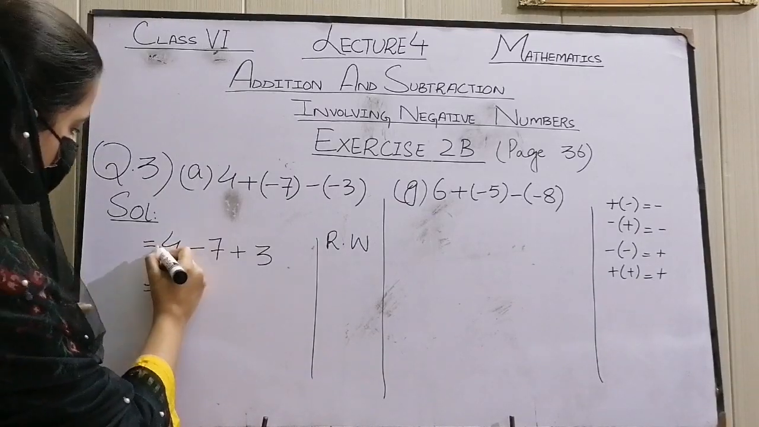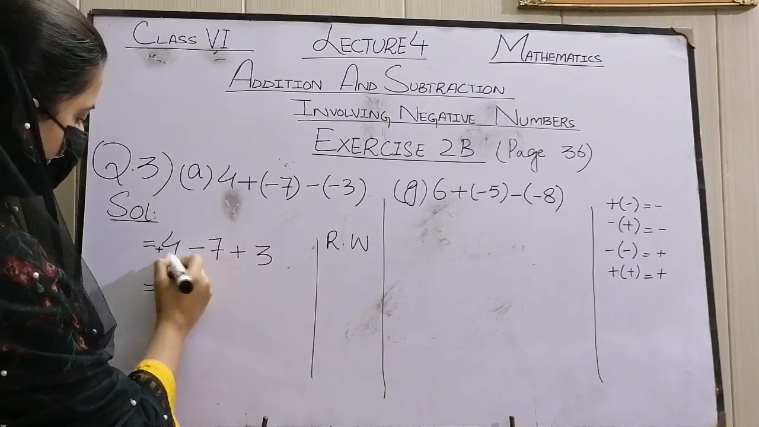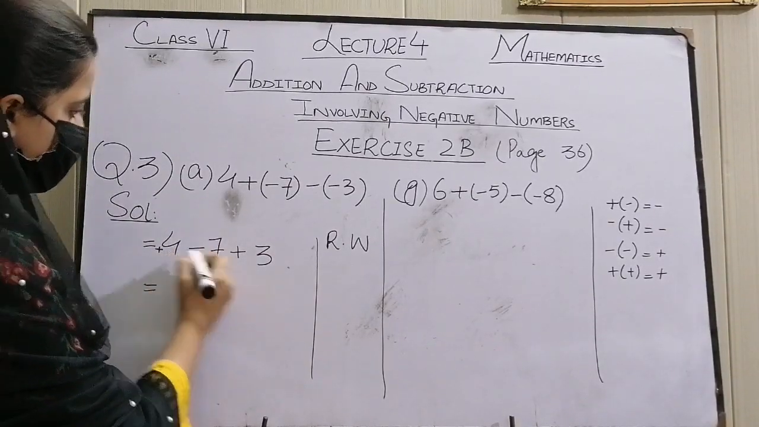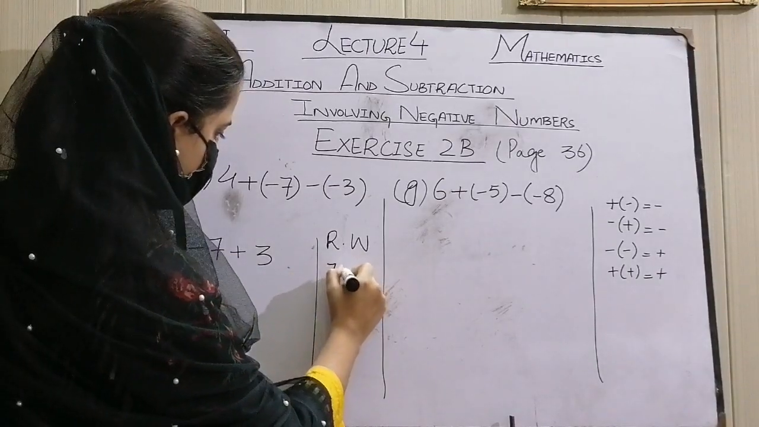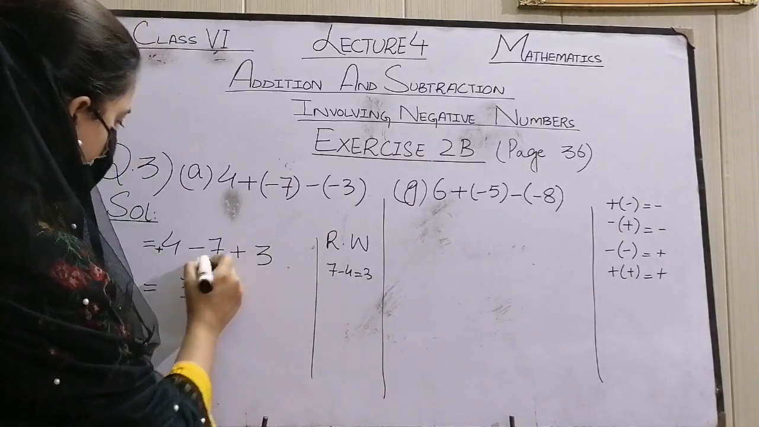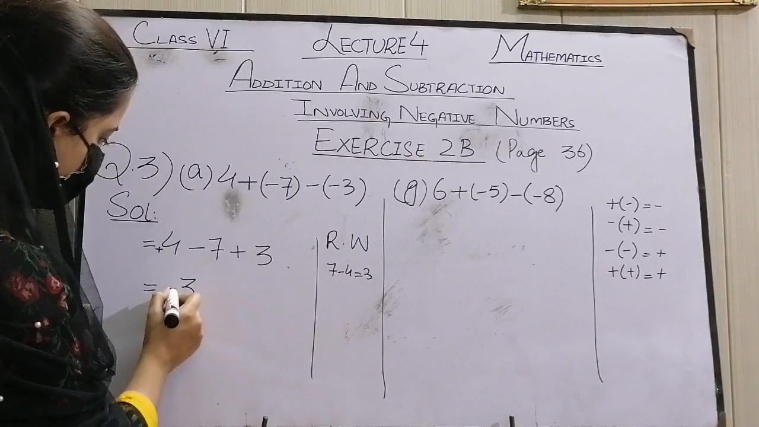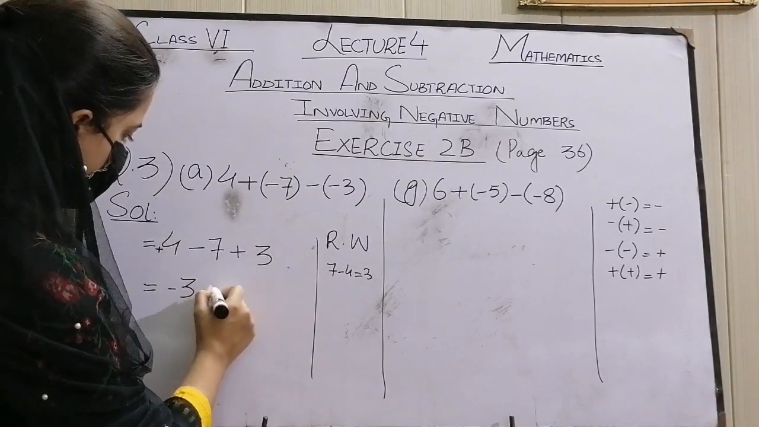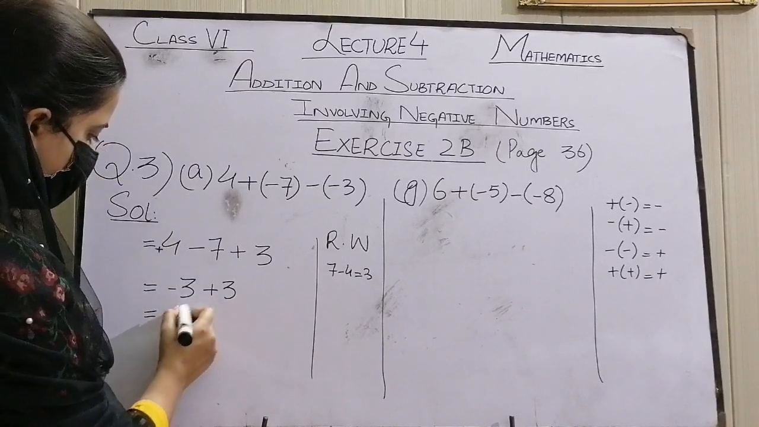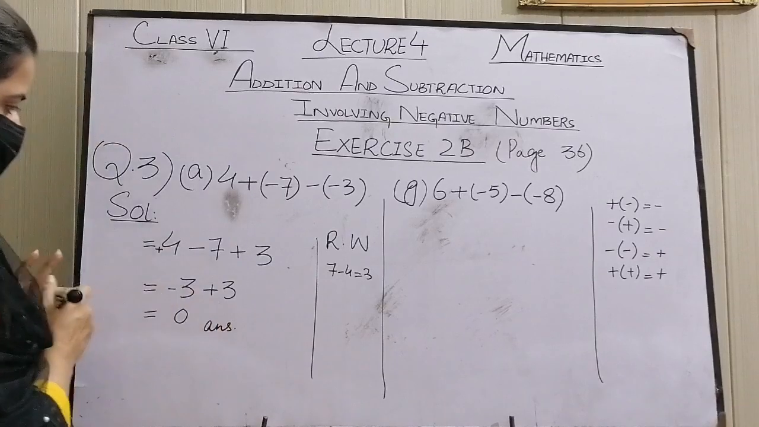4 is without a sign, so we suppose that there is a plus sign here. Both of these numbers are with different signs. When we have different signs with both numbers, we subtract them. So in rough work, we will do 7 minus 4, it becomes 3. But the bigger number has a negative sign with it, so 3 would be written with a negative sign. Minus 3 plus 3. We can say 3 minus 3, it becomes 0. 0 is our answer.